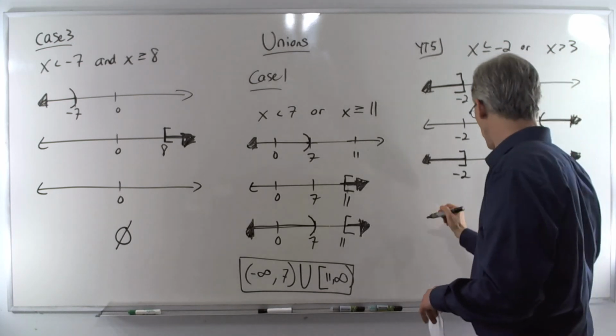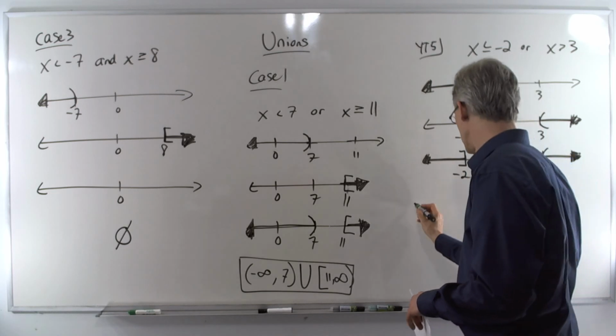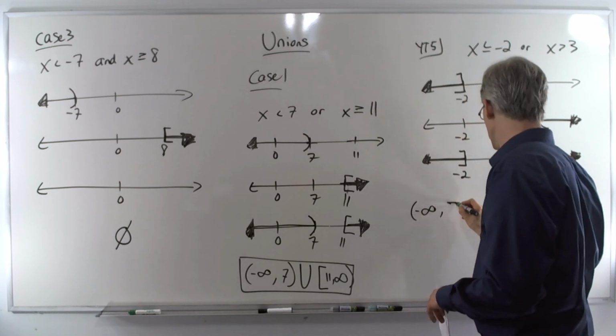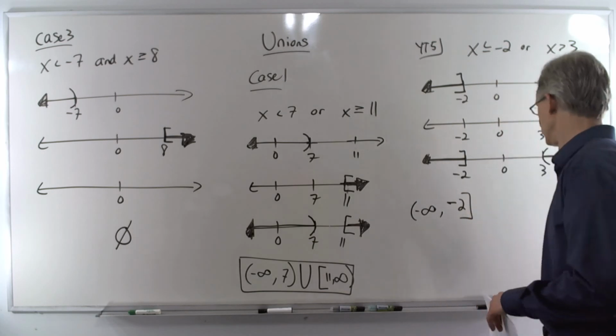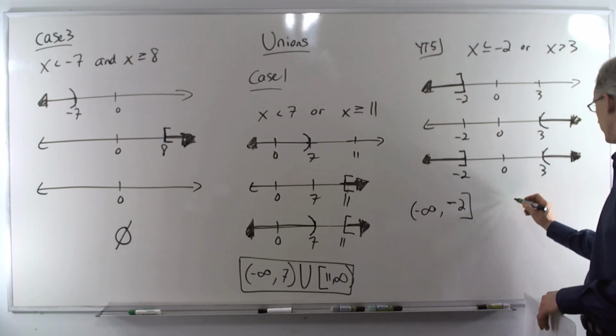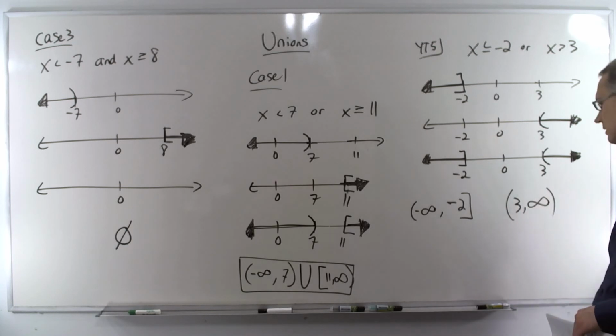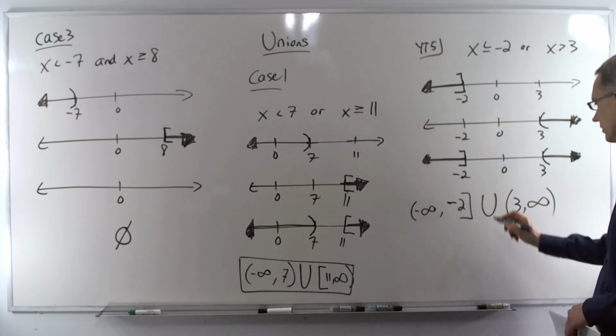And in interval form, we'll do this piece first: -infinity to -2. And over here, we've got 3 to infinity. And then we'll combine it with a union.